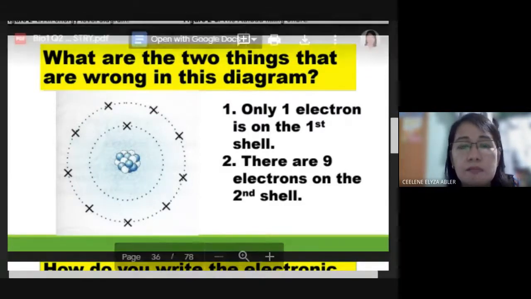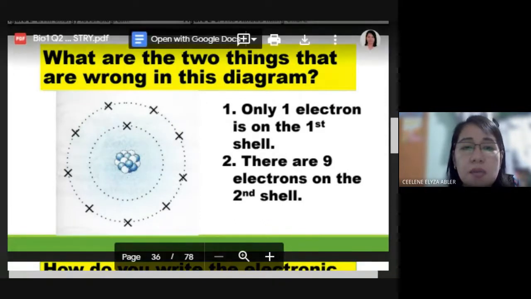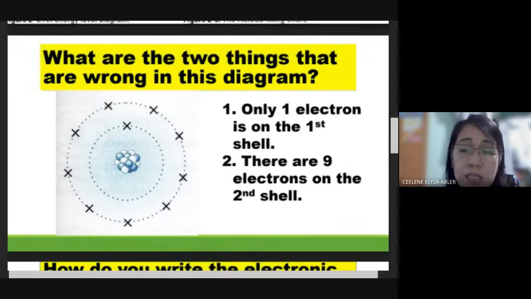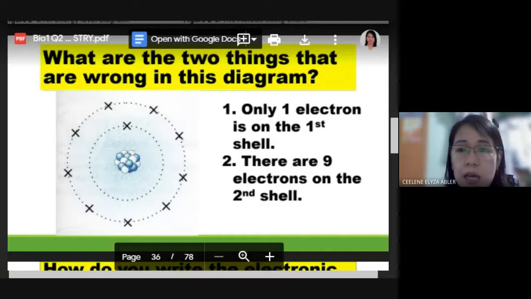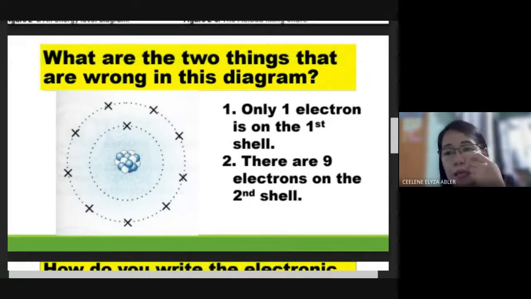So you have first shell has only 1 electron. So there are also 9 electrons in the second shell. The second shell can only contain 8 electrons. Tandaan natin that we have the S and P orbitals which are present on your second na shell dito sa labas. Okay? So yan ang rules ninyo sa pagsusulat.